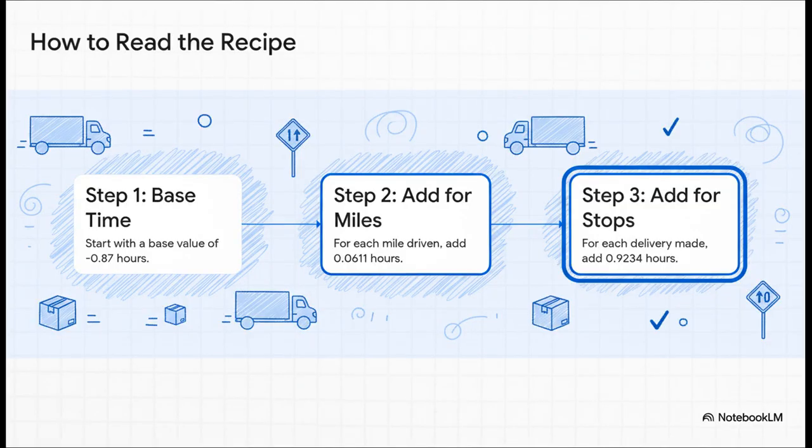The model gives us a starting point, what's called an intercept. And yeah, it's a negative number here, which doesn't make a ton of sense in the real world, but it's just a statistical quirk that makes the rest of the math work out. So from there, for every single mile we travel, we add about 0.06 hours. And for every single delivery, we add almost a full hour, about 0.92 hours. See, now we're accounting for both things.